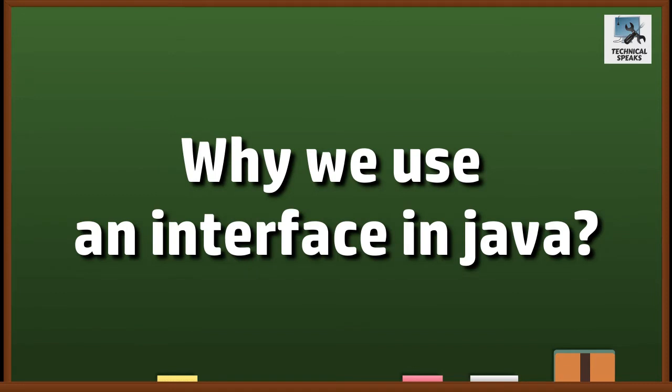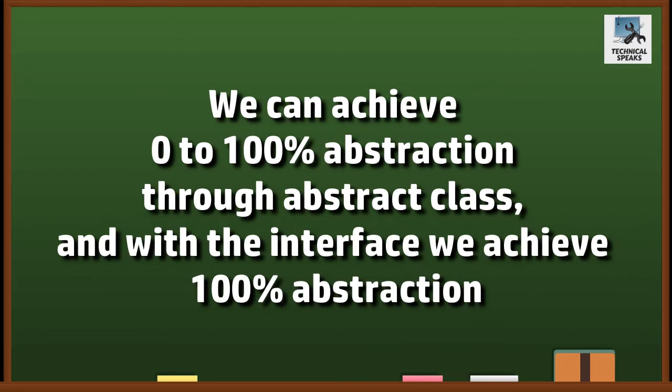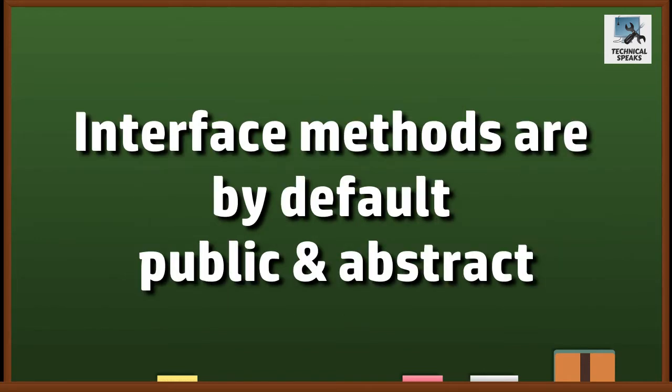Next, let's see why we use an interface in Java. The very first reason is to achieve total abstraction, or 100% abstraction, in Java. I already discussed in the abstraction video that we can achieve 0 to 100% abstraction through abstract class, and with the interface we achieve 100% abstraction. And this is because of the main reason, which is that interface methods are by default public and abstract.